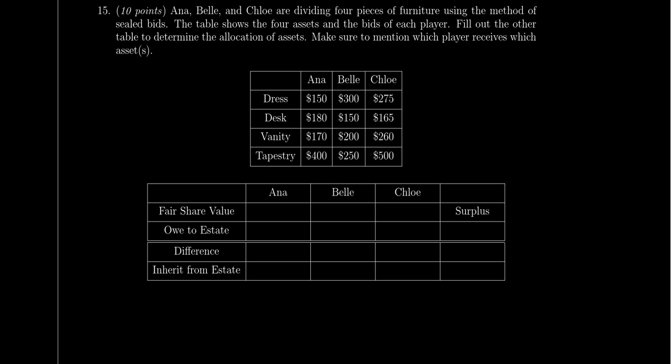So let's first look at the bids. For a dresser, Anna bid $150, Belle bid $300, Chloe bid $275. So Belle had the highest bid, and Belle will be the one who receives the dresser. Or maybe it's just a dress, I don't actually know. It said furniture. Next, a desk. Anna bid $180, Belle bid $150, Chloe bid $165. $180 is the highest bid, so Anna will be receiving the desk.